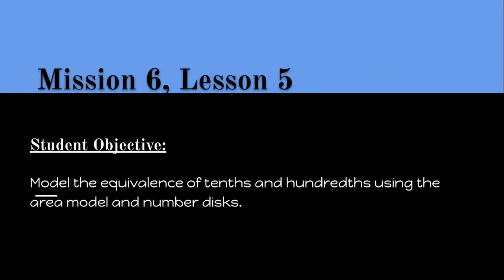Where our student objective is to model the equivalence of tenths and hundredths using the area model and number disks. So we're going to be delving into hundredths today and seeing what that looks like in comparison to tenths. And we're going to use the area model and number disks to do that. So it's going to be easiest for us today to just go through the Tower of Power together. And that's what we're going to do right now.